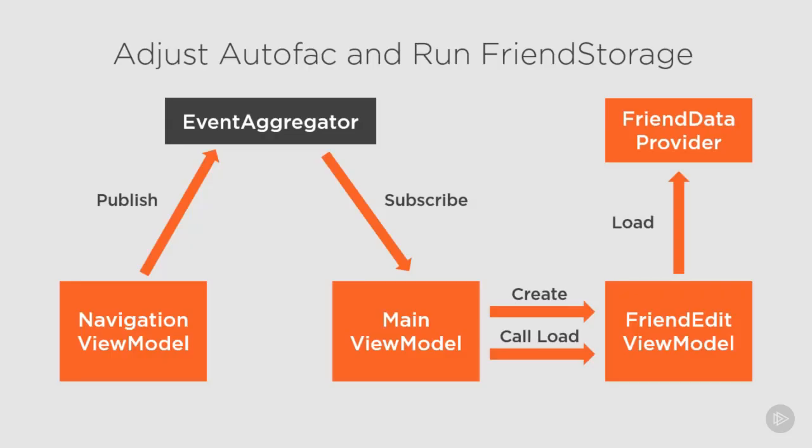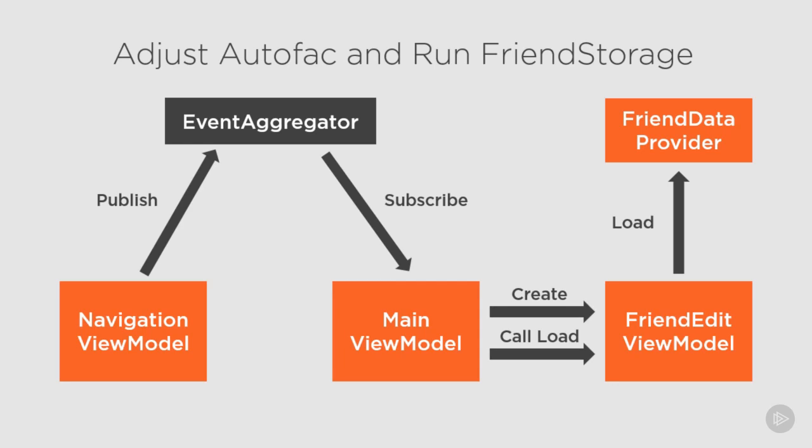So far we have implemented the logic in our view models to load a friend. When an item in the navigation view model is clicked, the OpenFriendEditView event is published with the friend ID. The main view model subscribes to that event, and it creates a new friend-edit view model. On that friend-edit view model, it calls the load method with the friend ID. The friend-edit view model itself loads the friend by ID by using the friend data provider.